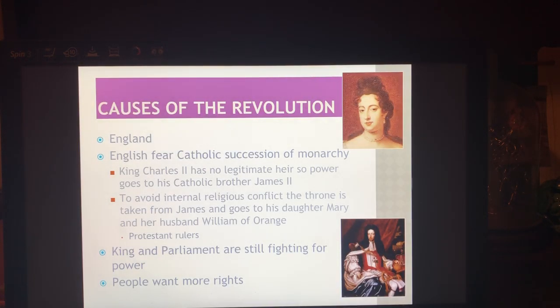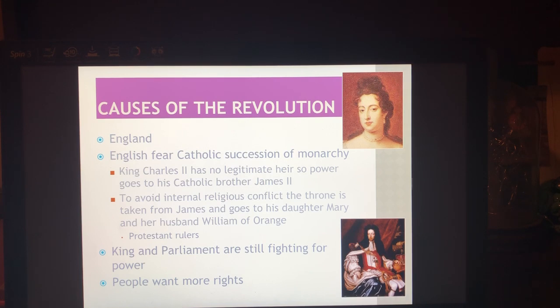What's happening with this revolution is that there's an issue about who really becomes the next king. From what we've seen before, Henry VIII divorced himself from the Catholic Church and became Protestant. But his problem was that one of his wives was Catholic, and his first two wives didn't have males, they had females. And so this is going to lead us into our succession issue, that Charles II has no legitimate heir, so it goes to his brother, who's Catholic.